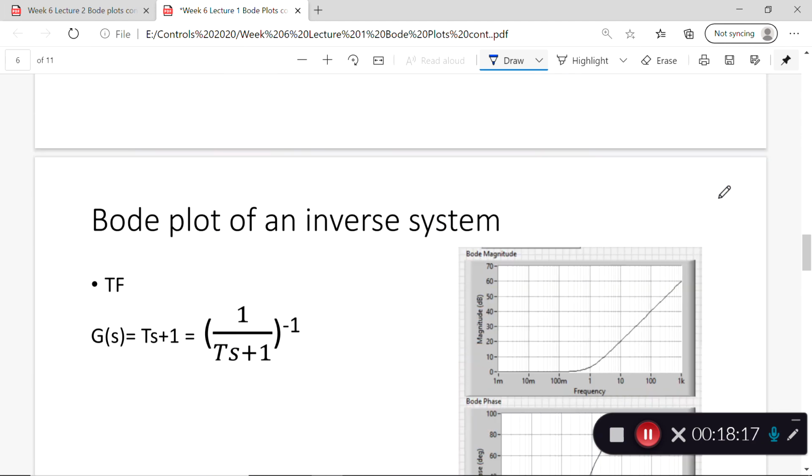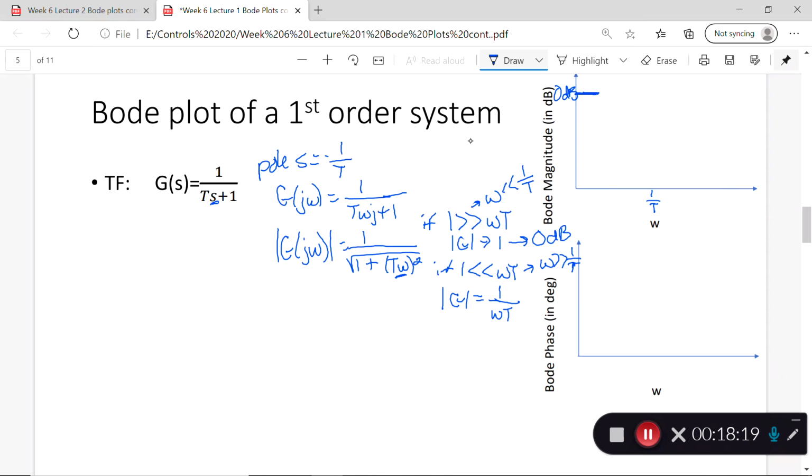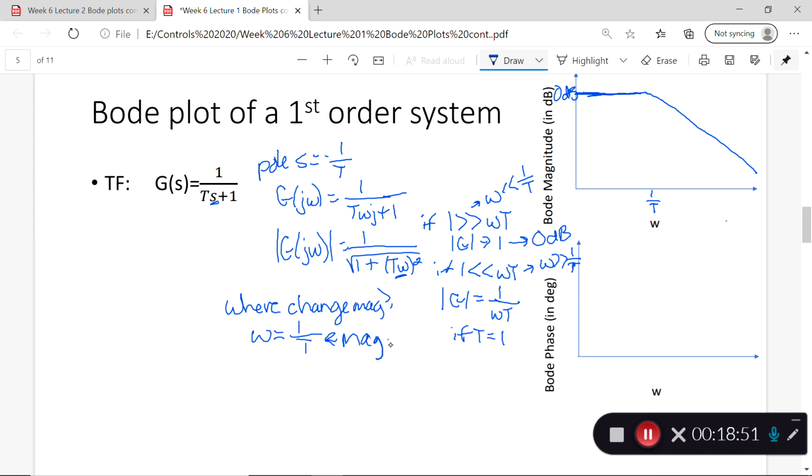Now I'm going to plug in just a specific value for t here. So let's just say t is 1, but it would be the same idea if t is any constant. I'll just change my actual value for that. When I get there, I start to slope down from it. Where does this happen? Where do I change magnitude the most? In my case, that was when omega was equal to 1 over t, which is the magnitude of my pole.